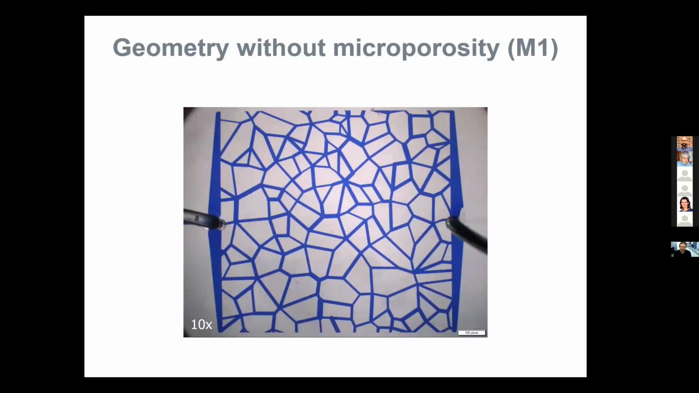Here you have, for comparison, a micromodel without any kind of microporosity. Here you can see the experiment we have carried out. In this case, we have a movie, 10 times faster than real time.